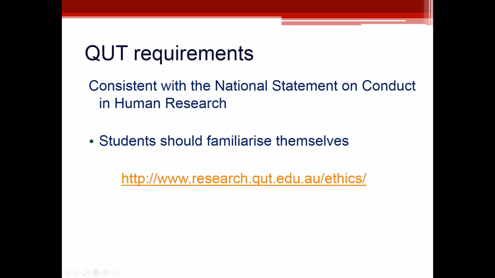Now, in terms of research being conducted at QUT and within universities more broadly in Australia, all universities have to accord by the National Statement on Conduct in Human Research, and that's a very extensive statement, or a very extensive code that we have to abide by. All research conducted in relation to people or human beings that researchers in universities undertake has to go through that process and abide by those principles.